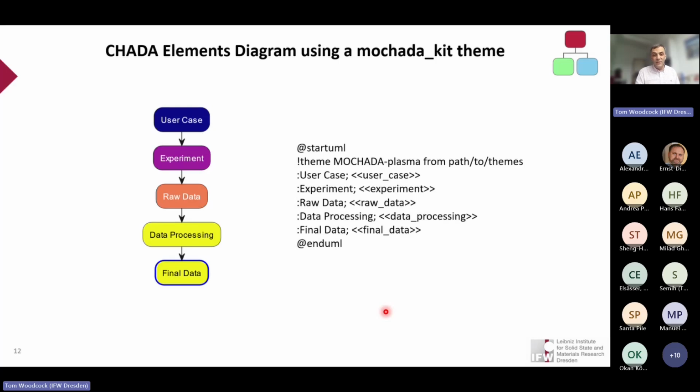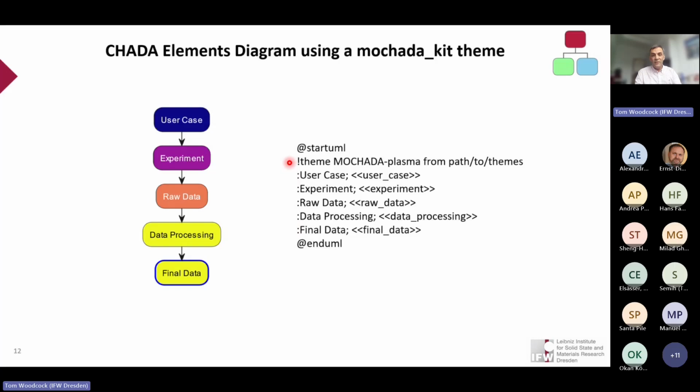PlantUML already has something called themes. So you can take a particular theme, which gives you different kinds of color codes, and you can apply that to a diagram. And what we have done is to make some special themes for MODA and CHADA. What you need to do is define in your theme a stereotype for each type of element that you want to define. So in our case, we need 5 different stereotypes, and we need to give them 5 different colors.